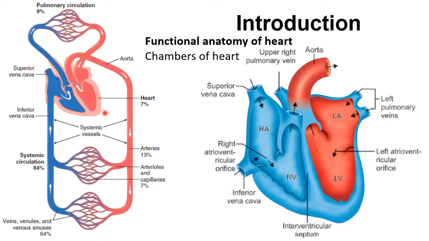This heart actually consists of two pumps working in series, the right pump and the left pump. The right pump receives deoxygenated blood from the body and pumps it to lungs for oxygenation, whereas left heart receives the oxygenated blood from the lungs and pumps the oxygenated blood to different parts of the body.